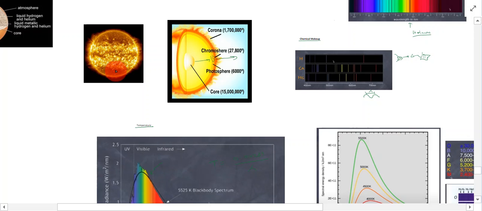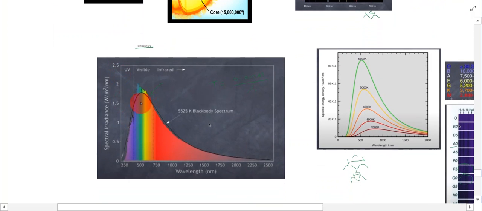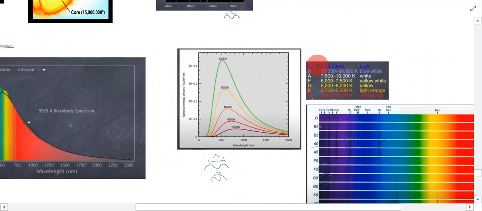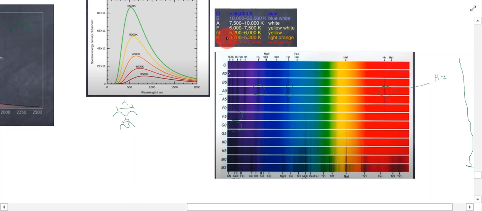We can also link the particular wavelength of light that a star gives off to its temperature, and then start to classify stars into different groups. Then we can look at the absorption spectra of these particular classes of stars. As they get cooler, you get more elements being formed, and the more elements that are being formed, the more lines will show up in the absorption spectra.